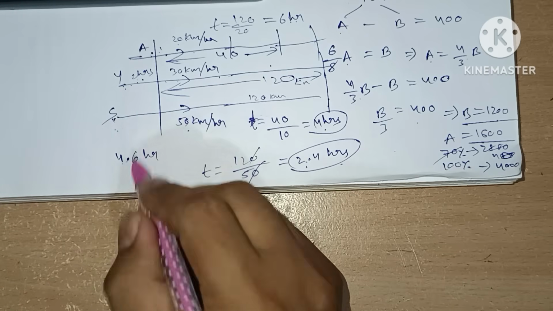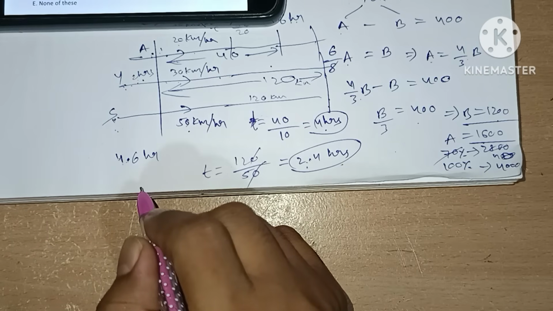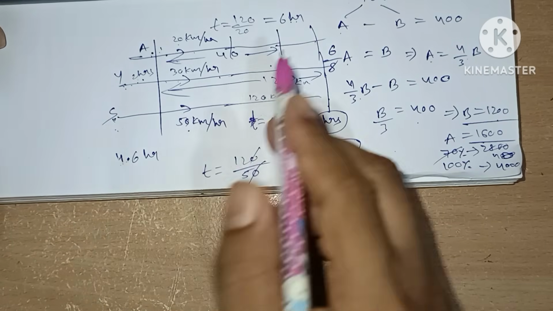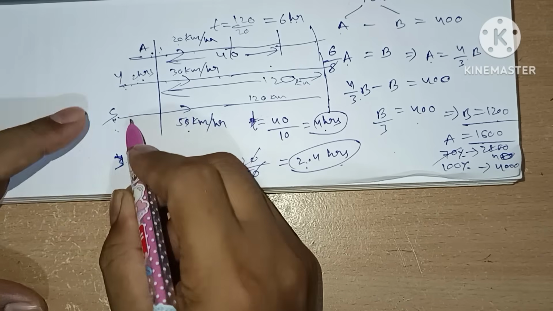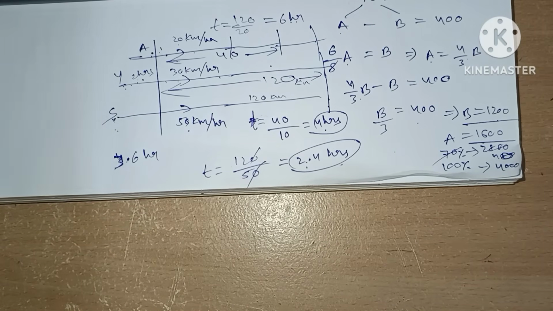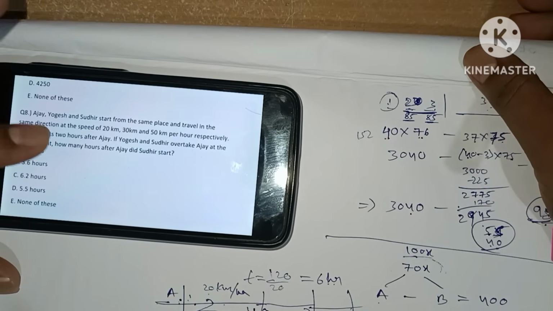So the answer will be, wait a second, it is not 4.6, it is 6 minus 2.4 means 3.6 hours. After 3.6 hours Sudhir started. Okay, now we are going to see question number 9.